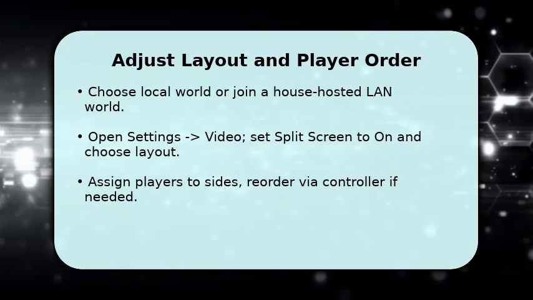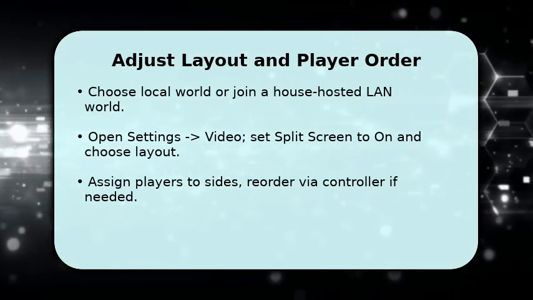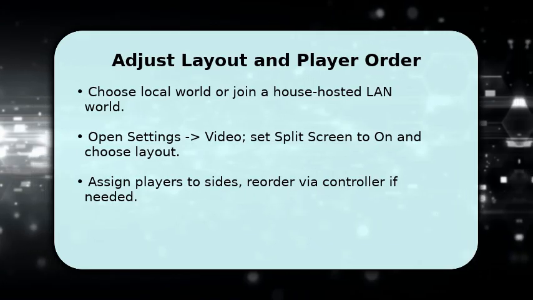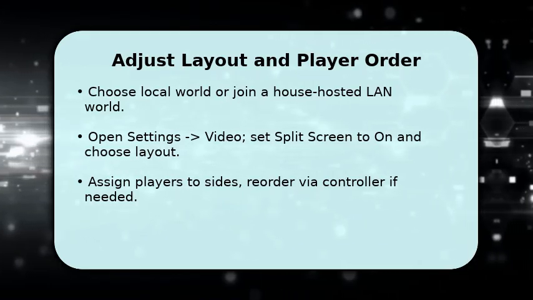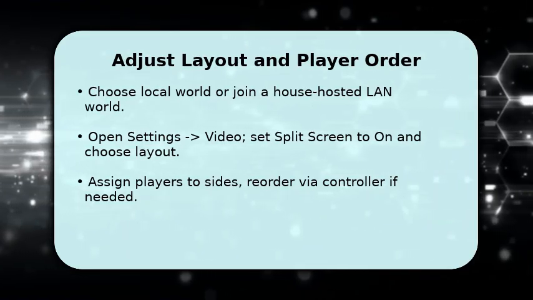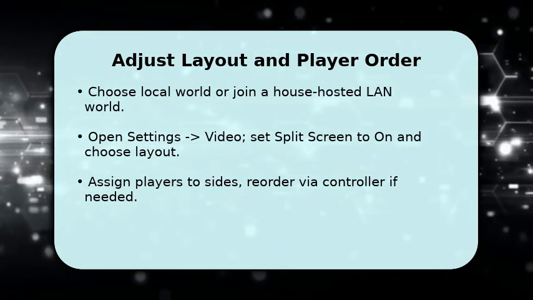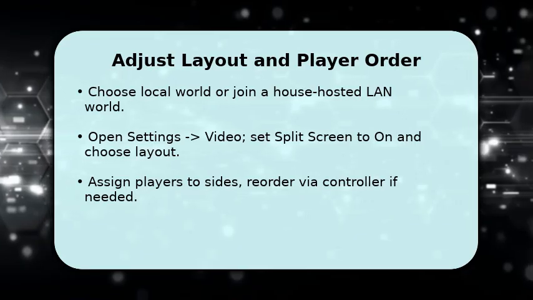You now configure the display and player positions so everyone has space. In your local world, pause and go to Settings, then Video. Turn split screen on and pick the layout, horizontal or vertical, depending on your screen shape. Once enabled, you can assign player order by pressing the controller buttons shown. This changes who occupies which half.